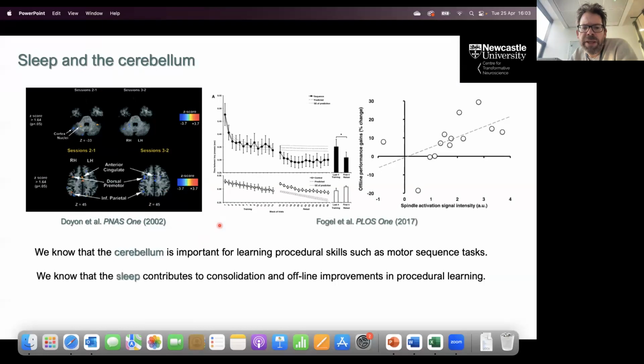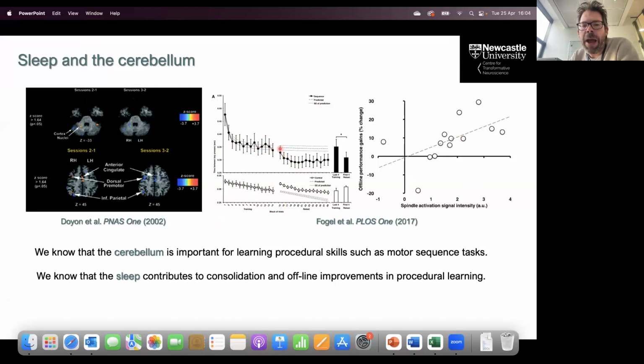We also know that sleep contributes to consolidation, and actually not just consolidation, but offline improvements in the performance of procedural tasks like sequence learning. This is a very similar task, humans learning the sequence over 2 days. What you can see is that at the start of the second day of training, the subjects are quickly exceeding where they had plateaued in the day one learning task.